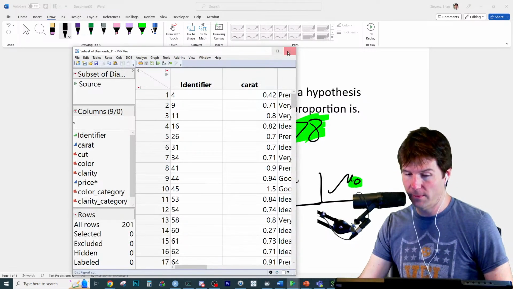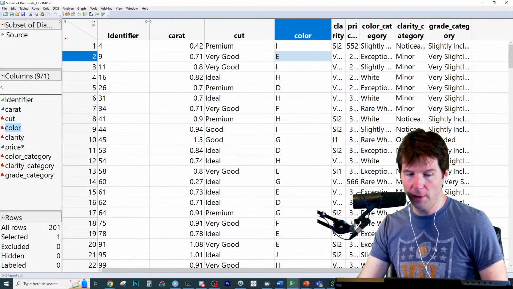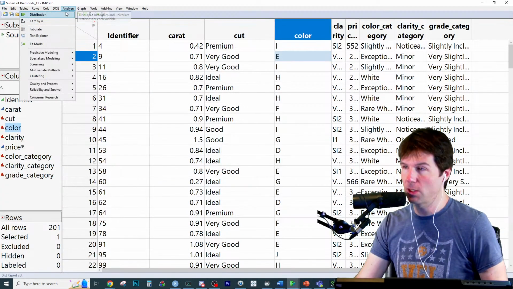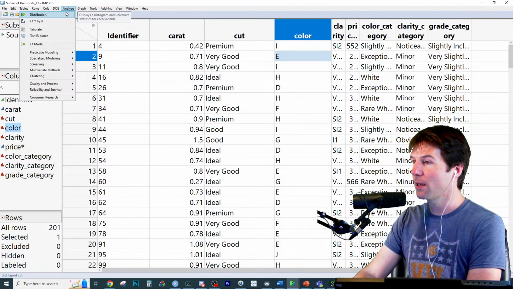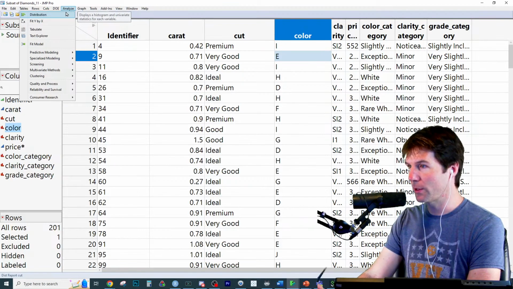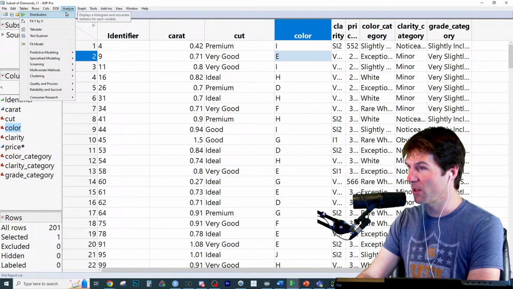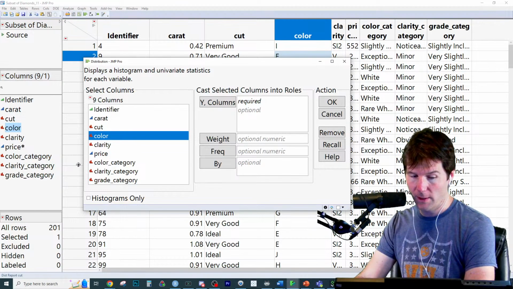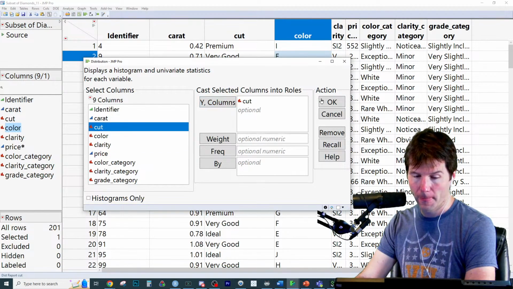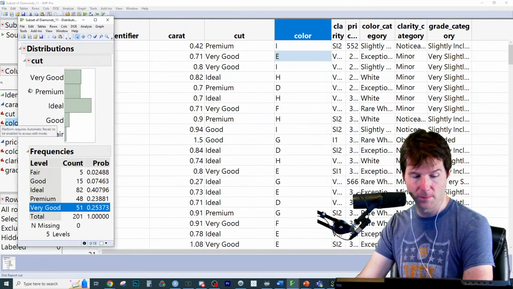With the diamond data set, we can go here and go to analyze distribution. You know what? I think that ideal is only about 25% of diamond sales. So let's go right here and do analyze distribution of the cut of the diamond. And here's the distribution.